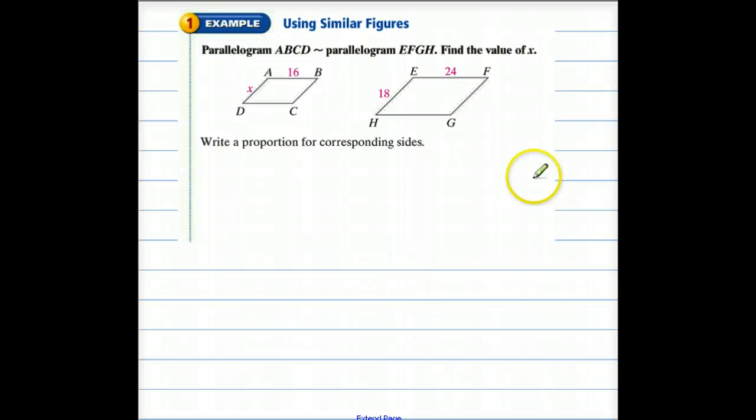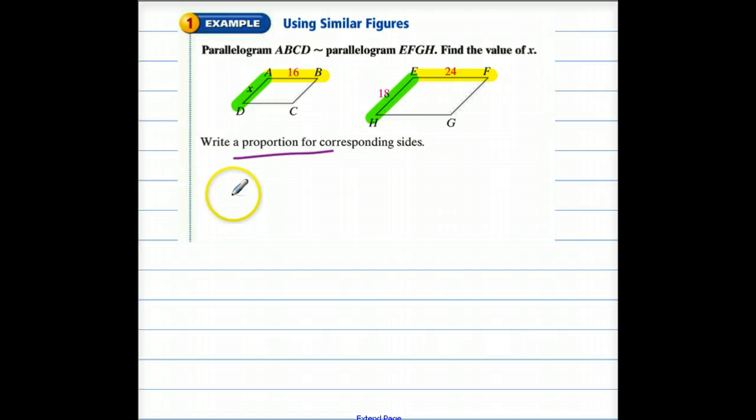Alright, so we're going to use this example to solve for a missing side in our parallelogram. We have two parallelograms. They're similar, but they're not the same size. So side AB here corresponds to side EF. This side length is 16, this side length is 24. Side AD corresponds with side EH. You can see we're missing the length for AD, but we have the length for EH. So we can solve this missing side by writing a proportion for the corresponding sides.